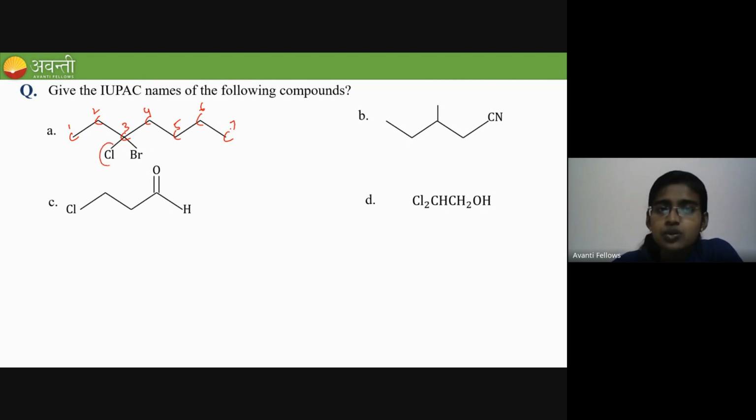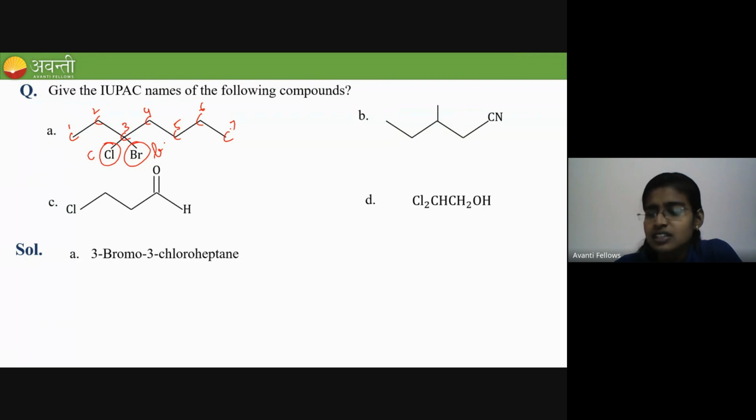And you can see 2 substituents attached to carbon number 3. One is chloro, the other one is bromo. So now we have to go with the alphabetical order. B comes first. So it is 3-bromo, 3-chloroheptane. Okay, I'll come to the next one. You guys are so enthusiastic! Very good, that's great.